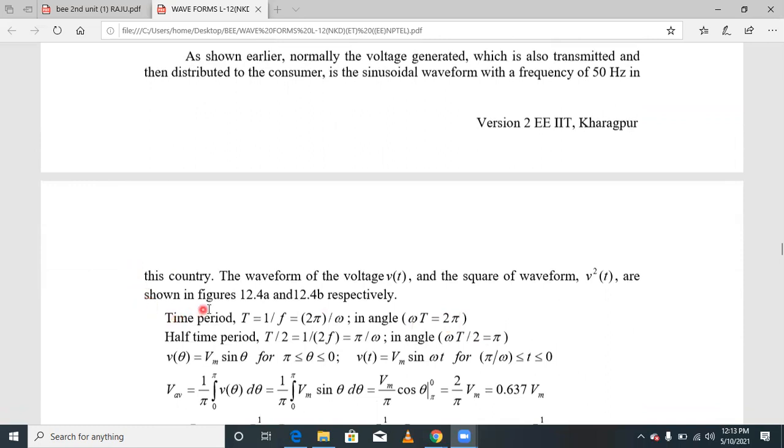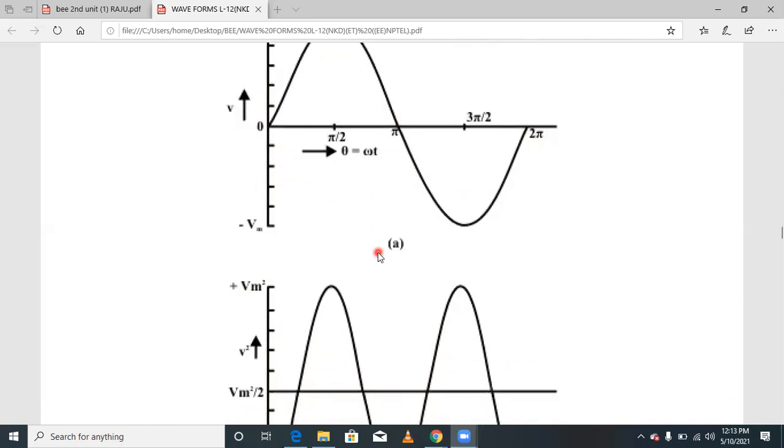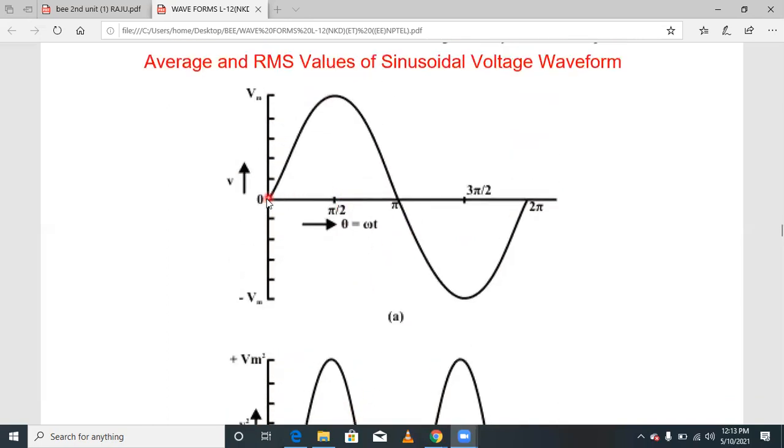This is for the full time period, and half the time period is T by 2. Half the time period is 0 to pi, and the remaining time period is pi to 2 pi. Half the time period is positive, and the remaining half is negative. For the average value, we have to take only half the time period. If we consider both 0 to pi and pi to 2 pi, the average value becomes 0. That's why to calculate the average value we take only half cycle, that is T by 2.